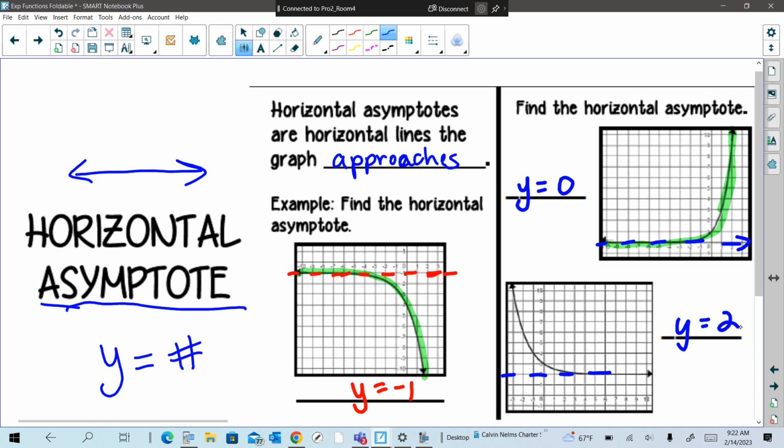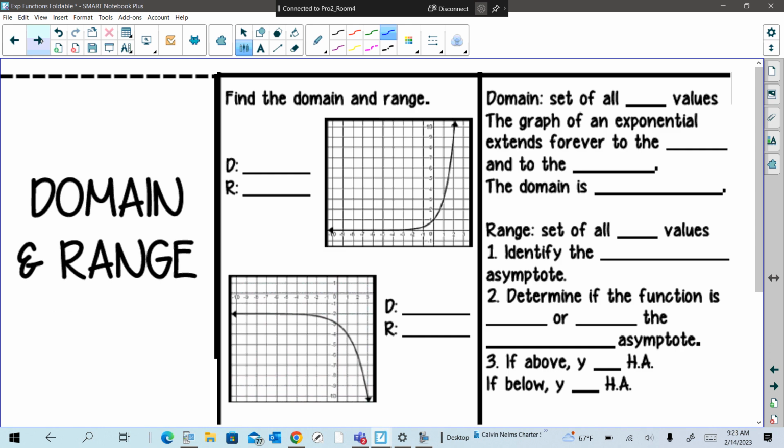Okay, I heard a wait. What's range again? Range is y values. Range are the y values. So this is why this goes together, because we have y equals. For example, if y equals 2, the range is not just 2, because your y is going to be greater than or equal to it. All right, so domain and range.